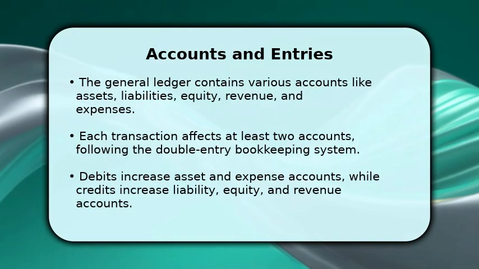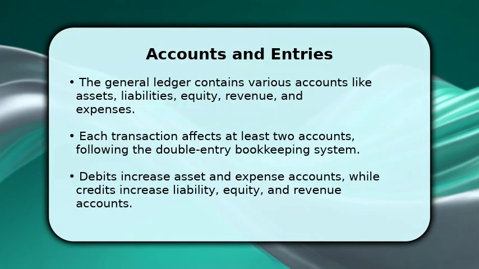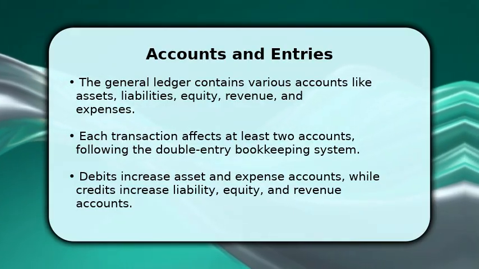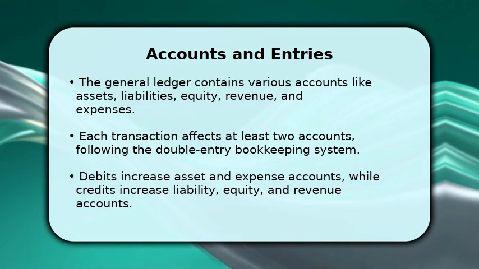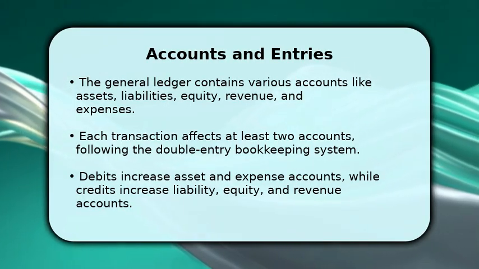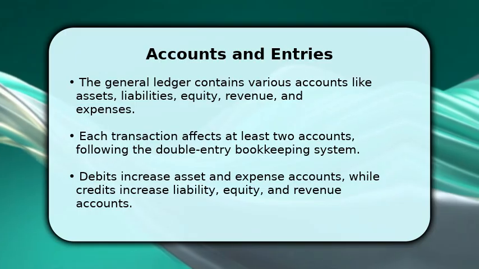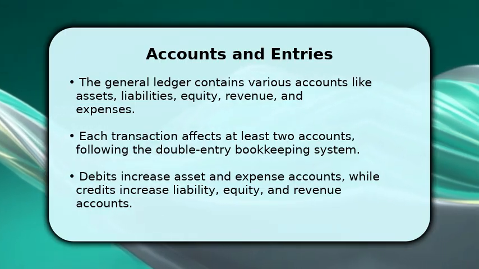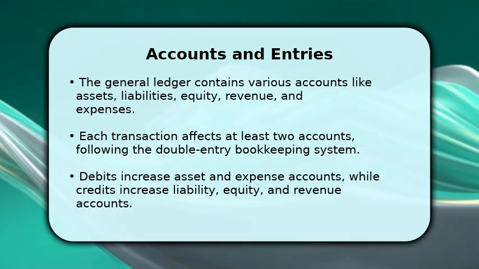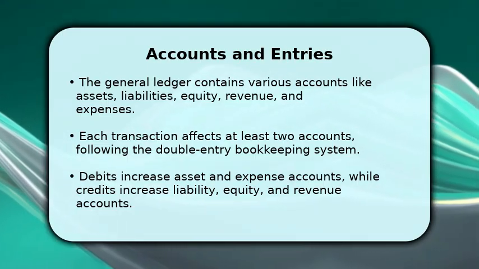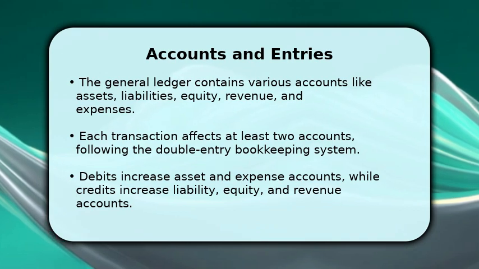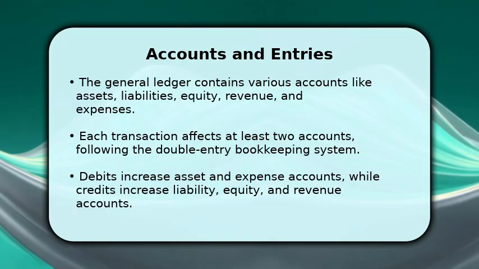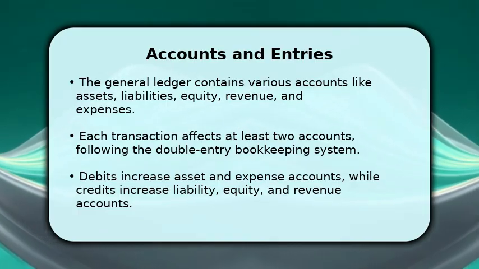Next, let's dive into the types of accounts you'll find and how transactions are recorded. Every financial event impacts at least two accounts, ensuring the accounting equation remains balanced. For instance, when you make a sale, both your cash and revenue accounts are affected. Understanding debits and credits is key. Debits are on the left, credits on the right, and they must always equal each other for every entry. This system provides a robust framework for tracking your financial movements.